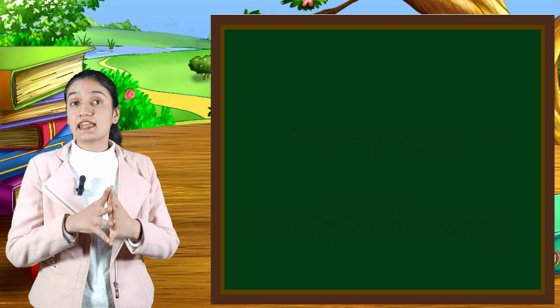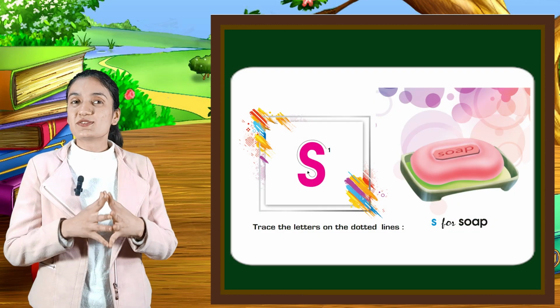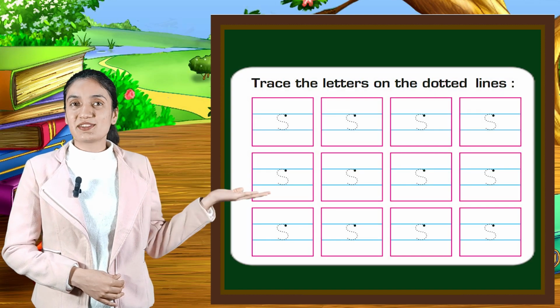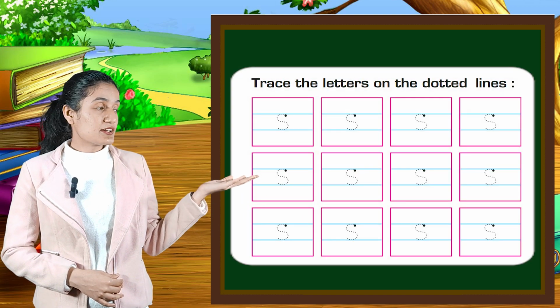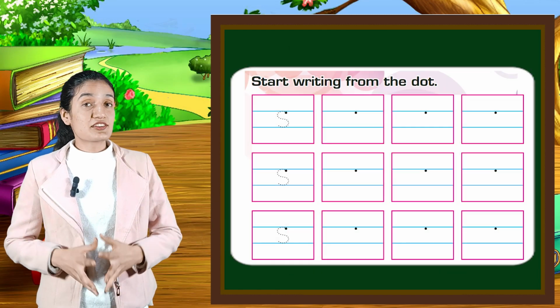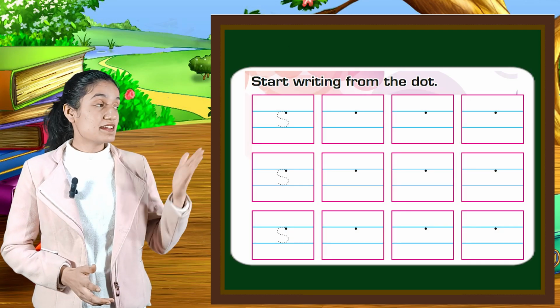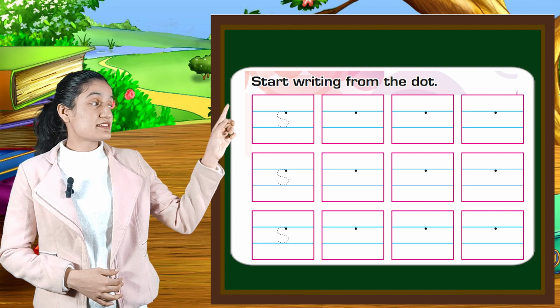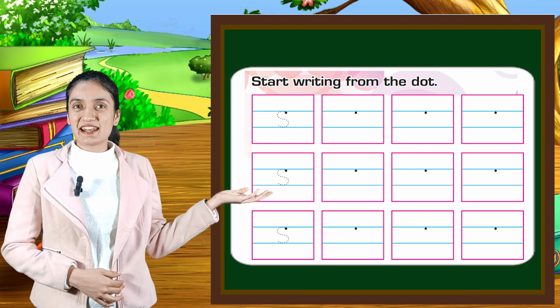Next letter is S. S for soap. Trace the letters on the dotted lines. Here are the dots and make S. Mention the date here. Start writing from the dot. Here is the dot and kids इस dot से start करके S बनाएं.